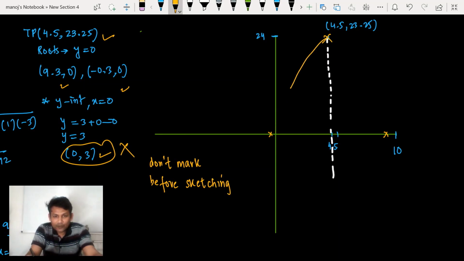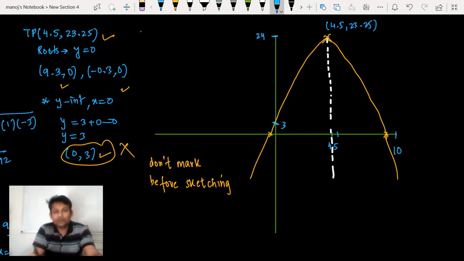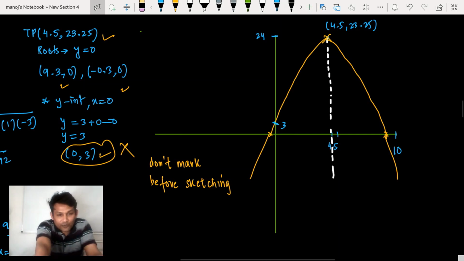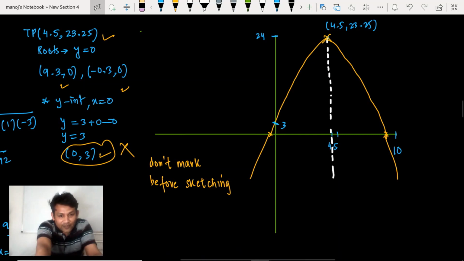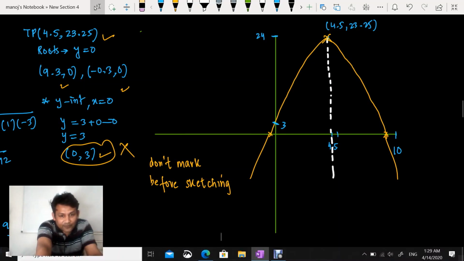This is coming like this, and this is coming like this. Okay, I can expand it. There is no problem because the domain is not given. But after getting this, now what do we mark here? 3. That's very simple. Now mark 3. This is a very good idea: don't mark before sketching. Just after you sketch, then you can mark it.